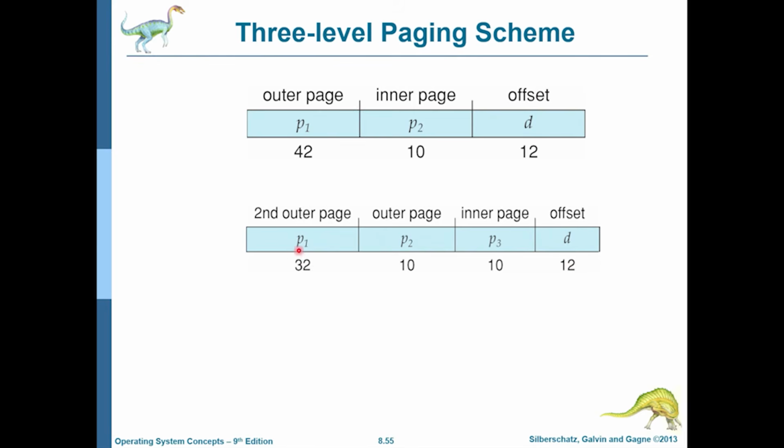So if I take the 32 bits of the logical address here and I index into the second outer page, I will find the base address of the outer page. Once I find the base address of the outer page, I will use these 10 bits to index into that page to find out the base address of the inner page. Once I find the base address of the inner page, I will use these 10 bits to index into that to find the base address of the frame. Then once I know the base address of the physical frame, I will use the 12 bits over here to index into that frame and find my physical memory location.